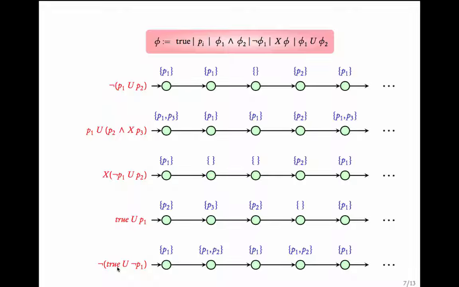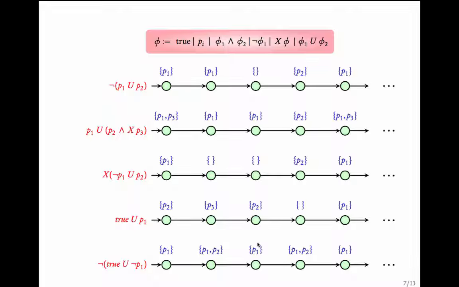Listen carefully here. This says that true until not P1, and the whole thing is negative. Firstly, what is true until P1? True until P1 means sometime in the word P1 should be true. So when we say true until not P1, it means that sometime in the word P1 is not true. So for instance, here true until not P1 is also true because sometime in the word P1 goes off. When we say not of this, it means I will not be able to find a position where P1 is not true.